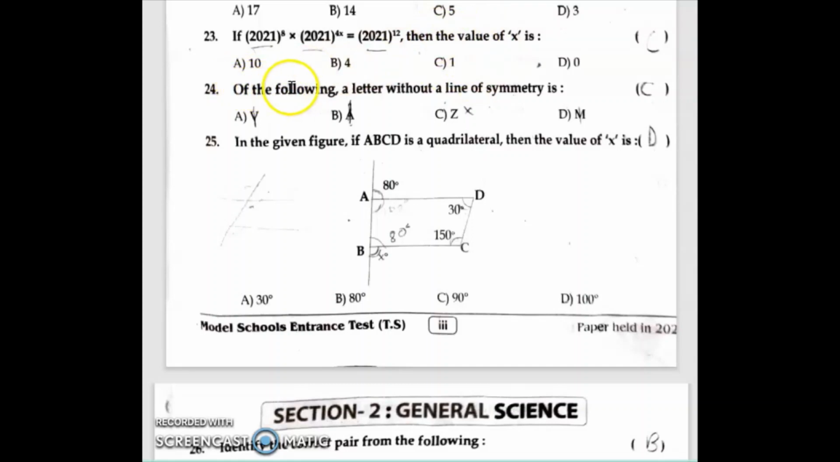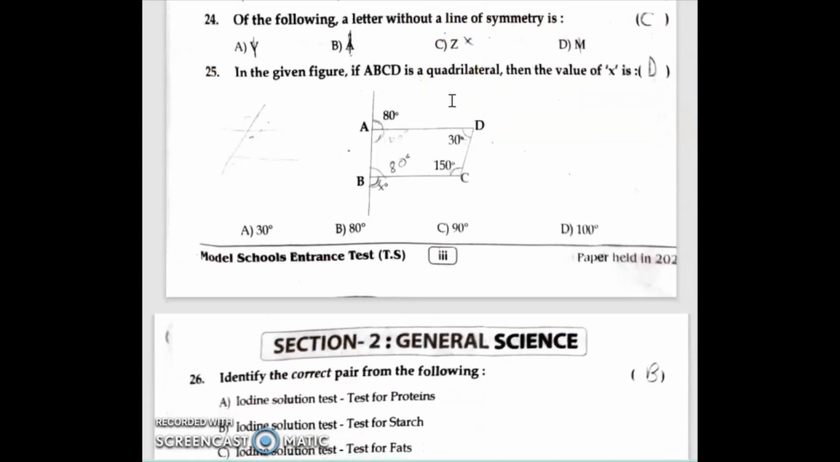Of the following, a letter without a line of symmetry is, here the correct answer is Z, C. In the figure, ABCD is a quadrilateral, then the value of x is, D is the correct option, 100 degrees.